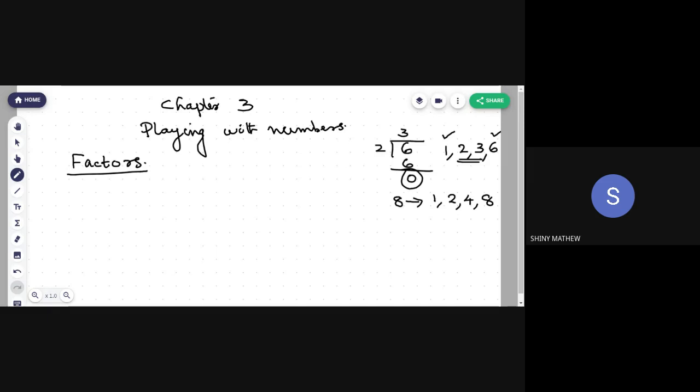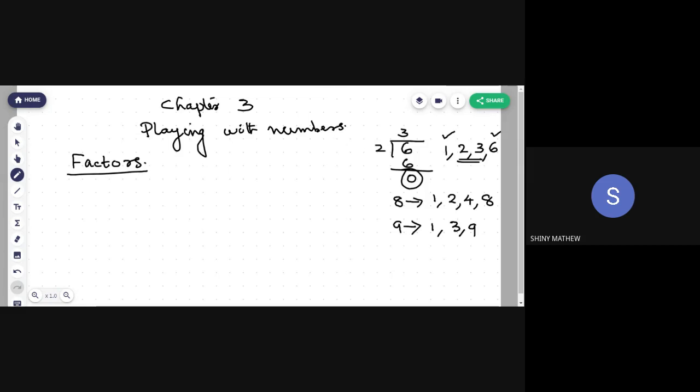Then can you say the factors of 9? 1, 3 and 9. These are the factors of 9. Here we can see 3 factors only.